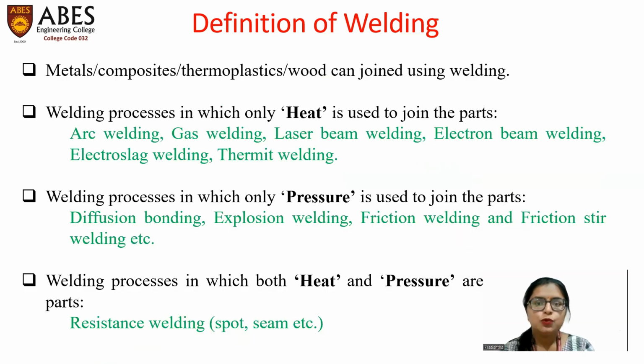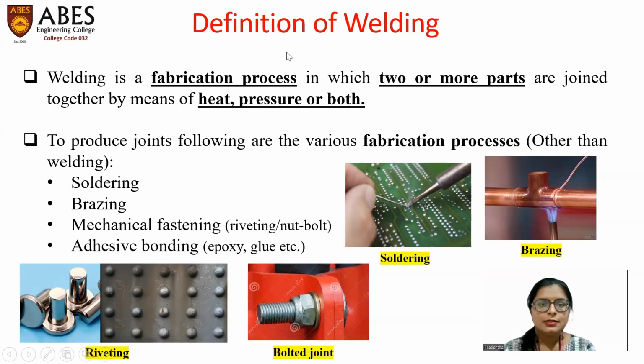Welding can be used to join metals, composites, thermoplastics, and woods. So welding is a joining process which can be used for a variety of materials, not just metals. So please keep this point in mind. The third keyword is heat, pressure, or both. Welding can take place with the help of heat alone, pressure alone, or the application of both heat and pressure.